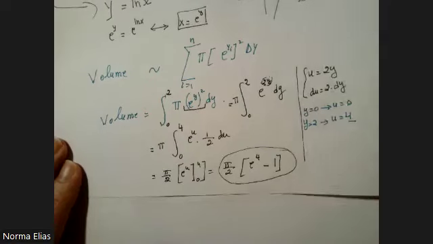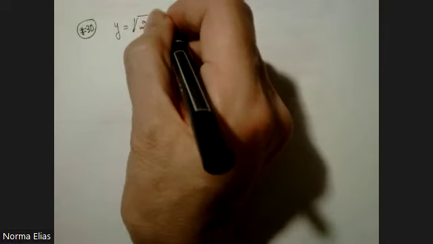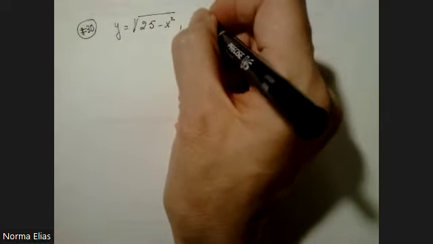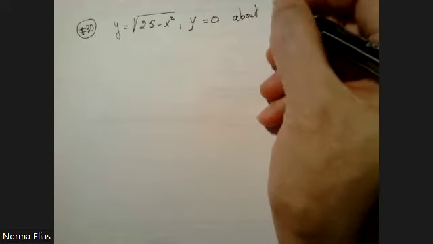Okay, so we finalize with number 30, and then we'll introduce what you'll be talking about on Monday. So number 30: y equals the square root of 25 minus x squared, y equals 0, about the x-axis. So this is the region that I want us to rotate about the x-axis.